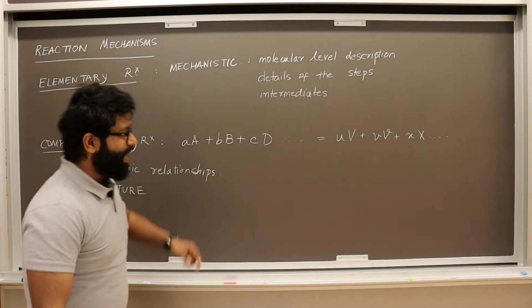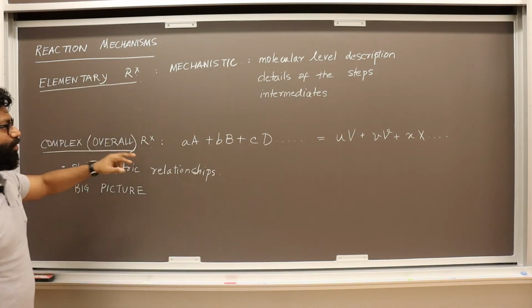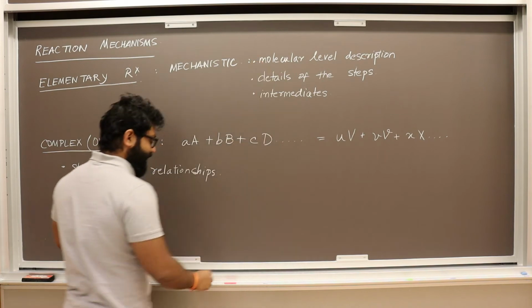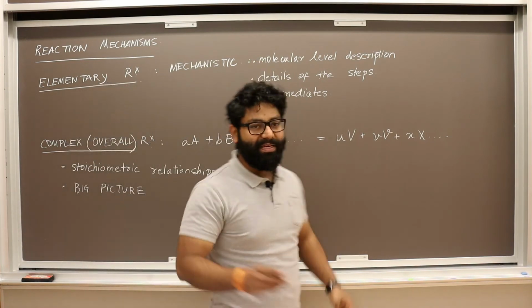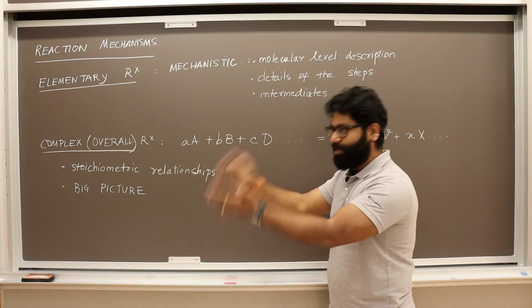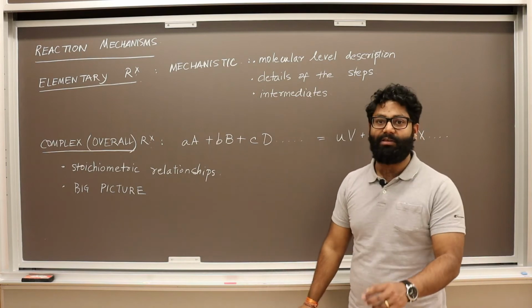And if you sum all the elementary reactions, you will get the overall big picture, right? So when you sum all these, all the intermediates will be cancelled out, and you'll get just the reactants that you started with and just the product. You're not going to see any intermediates in this complicated reaction.